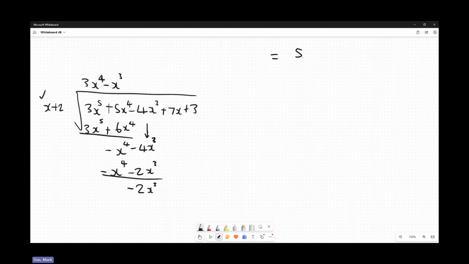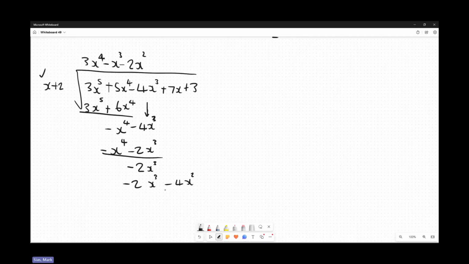Are you guys happy with it? Then I say, okay, that one goes in there. Minus 2x squared times. Then I multiply again. Minus 2x cubed. Right? Minus 4x squared. Minus 2x cubed minus 4x squared. I subtract again.